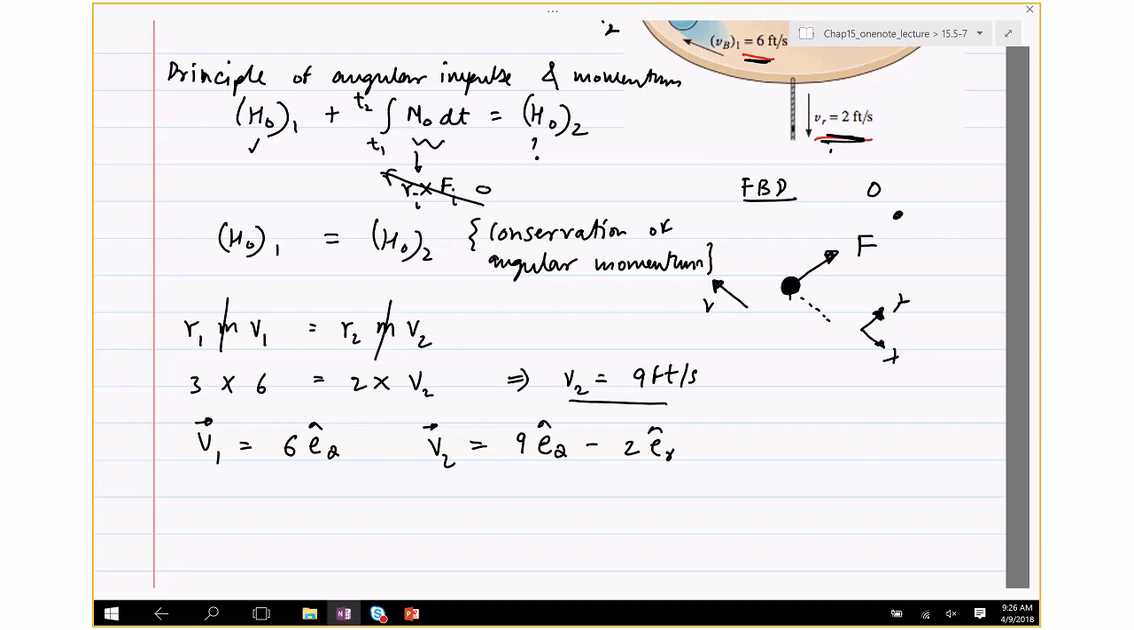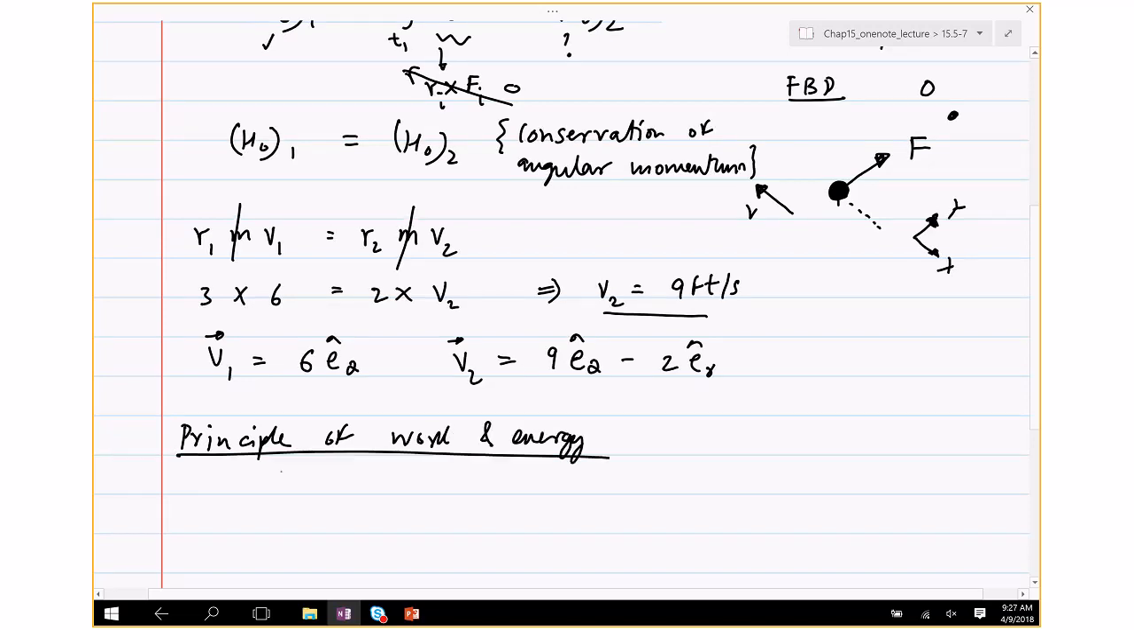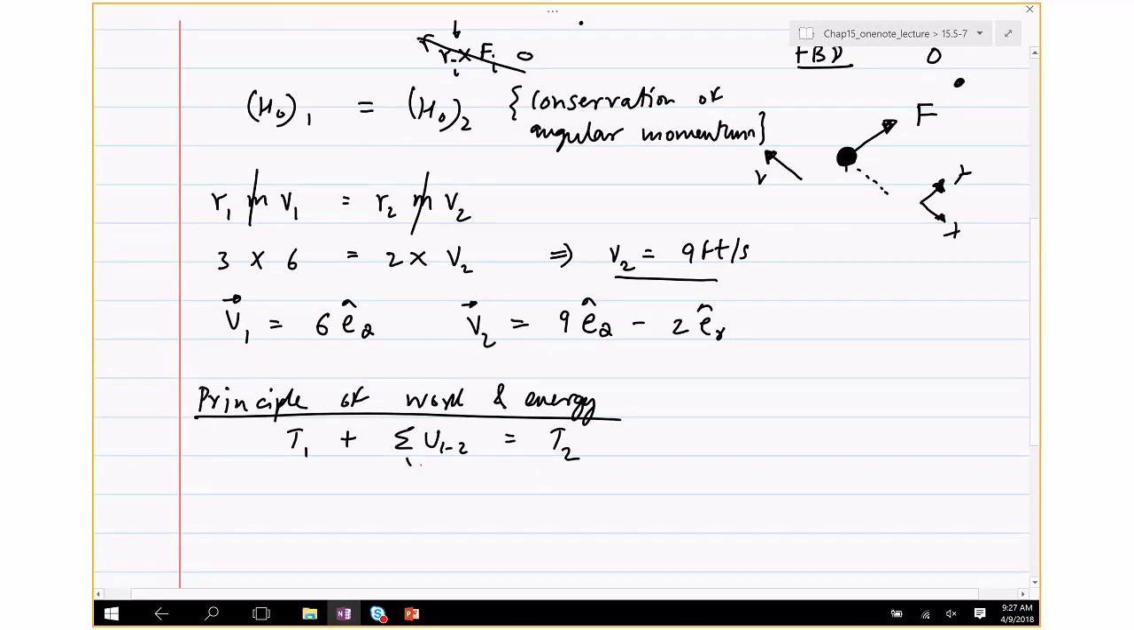So the principle of work and energy states that, and this is going two chapters back, right? The principle of work and energy states that the initial kinetic energy plus the work done in going from 1 to 2 equals the new kinetic energy. So this is what I'm after. And the good news is I have the initial kinetic energy, I have the final kinetic energy, because I know the velocity. So half m v1 squared, so that's going to be 6 squared.